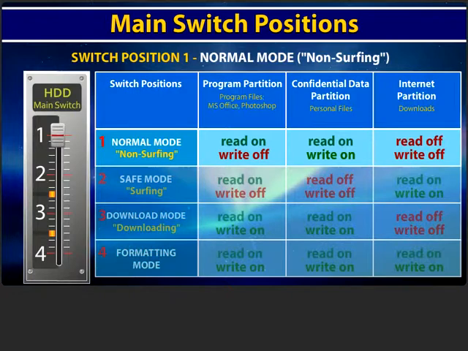Furthermore, all installed program files, such as Photoshop, are protected because the program partition is in the read-only mode and its writing capability has been switched off. And because both the read and write heads of the confidential data partition are switched on, users may safely access and use their confidential personal and corporate data.